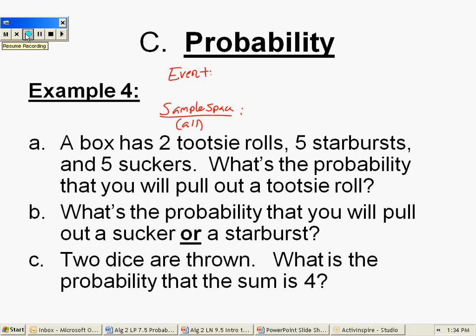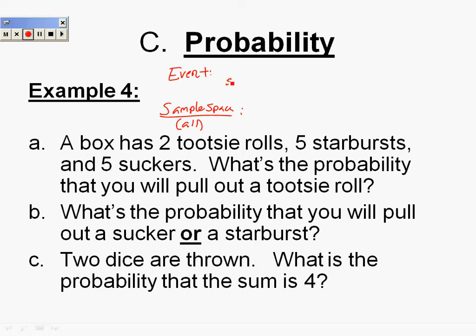Okay, number 2. Now look at your keyword there. What's the probability that you're going to pull a sucker or a starburst? Or means we're going to be doing what here? Adding. So we have sucker or starburst for our event. We have the sucker and the starburst. So how many ways can you get a sucker? 5. How many ways can you get a starburst? 5. So that's a total of... So my event can happen in 10 ways.